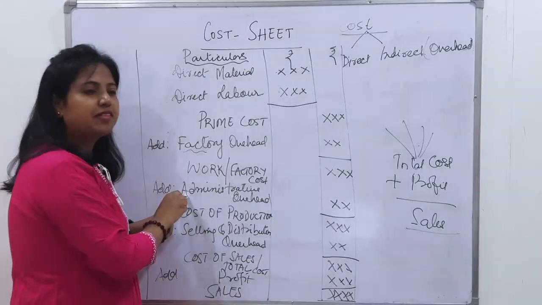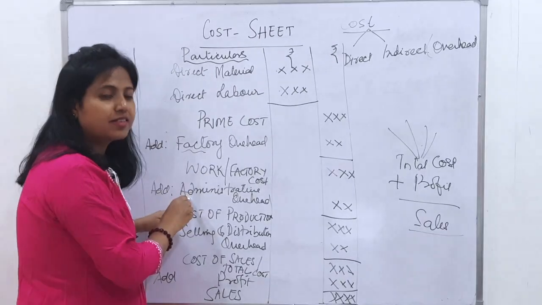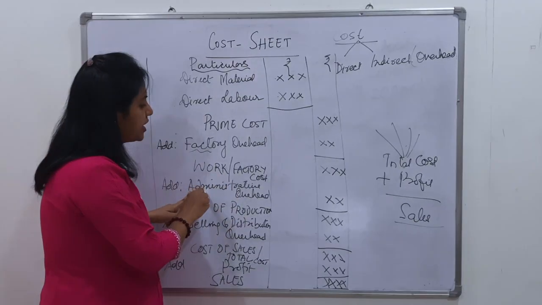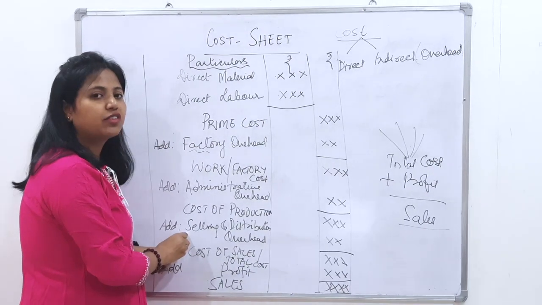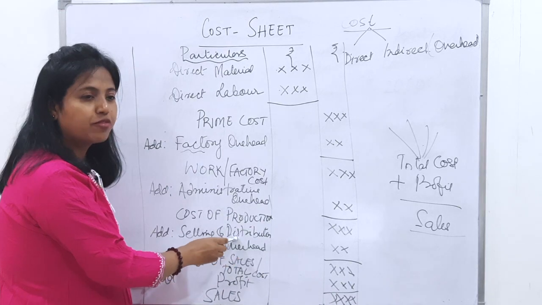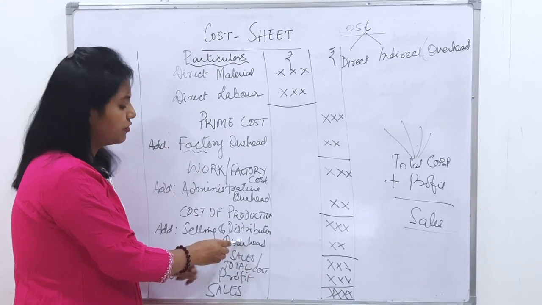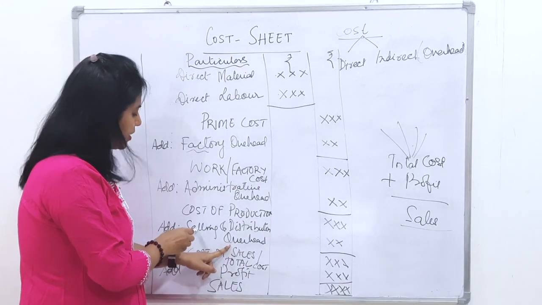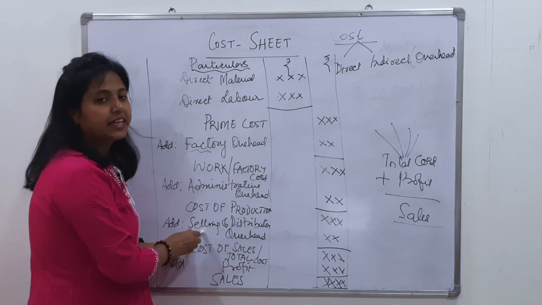Other than this, there may be some administration expenses like salaries of the employees, insurance, etc. So that is administrative overhead. Selling and distribution means when we sell our products, we have to arrange distribution vans or delivery vans to distribute our products. So charges for the delivery van is a distribution overhead. We go for advertisement of our product, so that is our selling overhead.